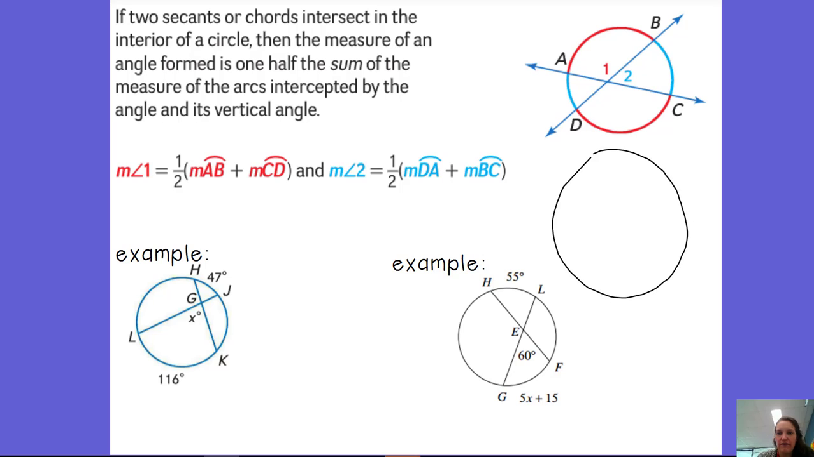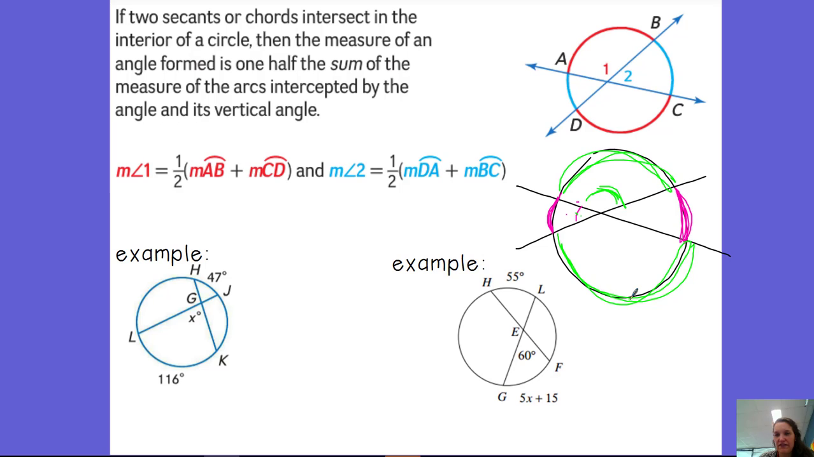So if we have a circle and 2 secants, and I'm looking for this angle, I have these 2 arcs that get intercepted by the secants. The way I'd find the measure of this angle is I would add the measure of those 2 arcs and then divide by 2. You're finding half of the sum of those 2 arcs. Or if I was looking for this angle measure, I would add this arc and the opposite arc, add those 2 arcs together, and then divide their sum by 2.